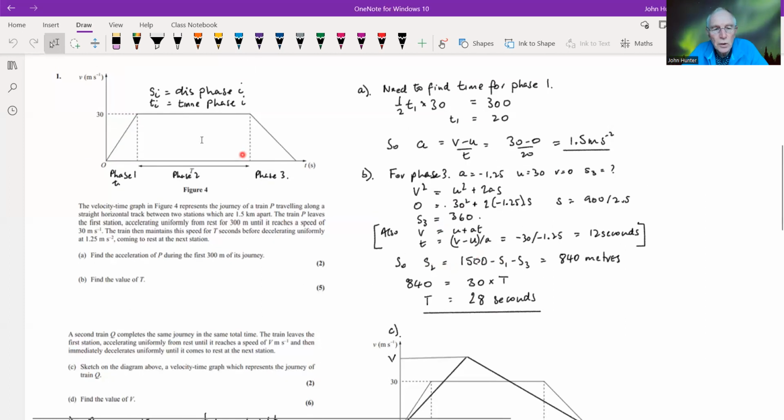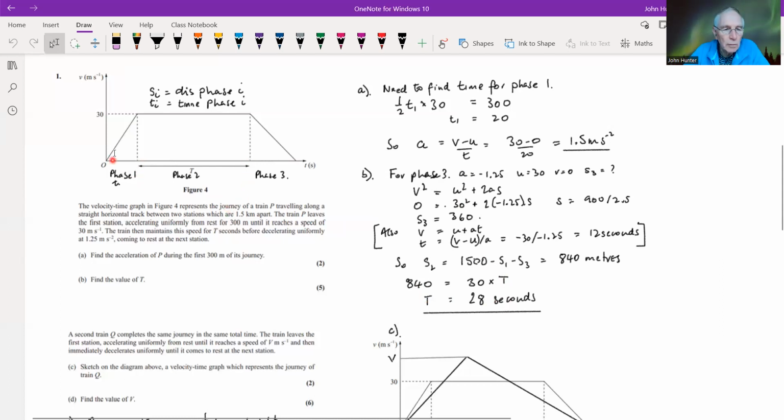So S2. This distance here is going to be this 1500 minus this distance minus this distance. Well, we've given that 300, and we've worked that out, that's 360. So that gives us a total distance in phase 2 of 840 meters. So S equals VT. V is this constant velocity, and T is the time. Working that through, T equals 28 seconds. So this period here is 28 seconds.